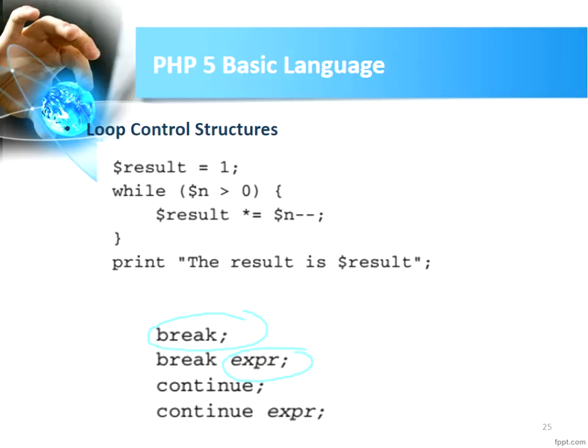So for continue, that means we will skip the rest of the current loop iteration and continue execution at the beginning of the loop. The same here, continue expression, that means how many nested enclosing structures here we will skip.